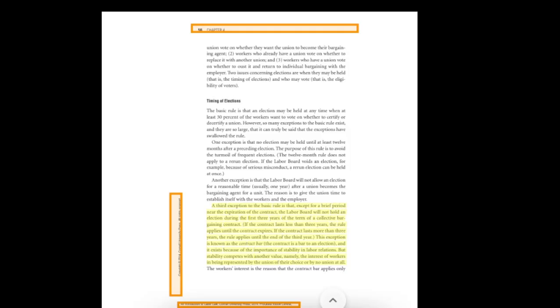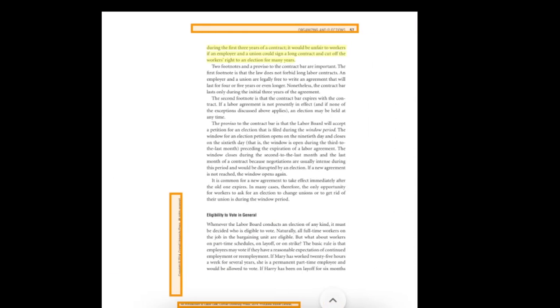But stability competes with another value, namely, the interest of workers in being represented by the union of their choice or by no union at all. The worker's interest is the reason that the contract bar applies only during the first 3 years of a contract. It would be unfair to workers if an employer and a union could sign a long contract and cut off the worker's right to an election for many years.